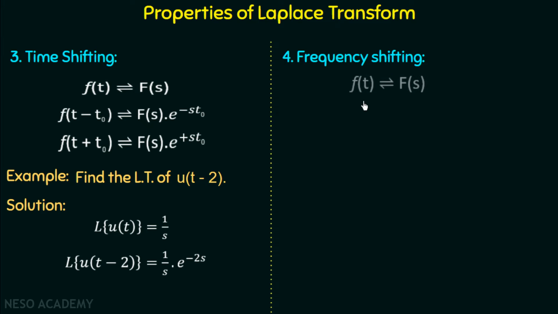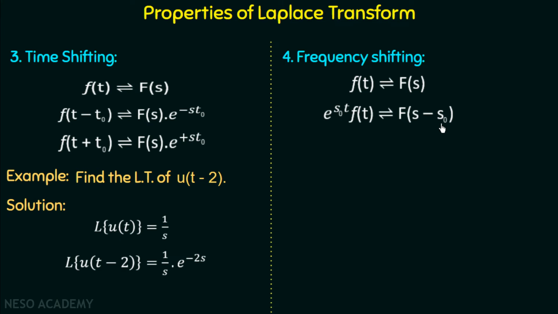So if f of t is a time domain function which is having a Laplace transform F of s, then e to the power s naught t f of t will have a Laplace transform F of s minus s naught. In this case, we are performing right shifting in the frequency domain, and that's why we get an exponential multiplication in the time domain. We can see that if we are having a negative sign here, we are having a positive sign in the exponential function, and s naught is the factor by which we are performing the right shift.